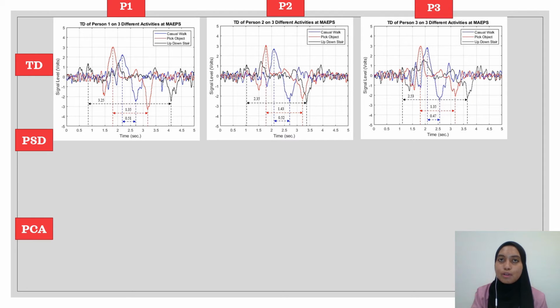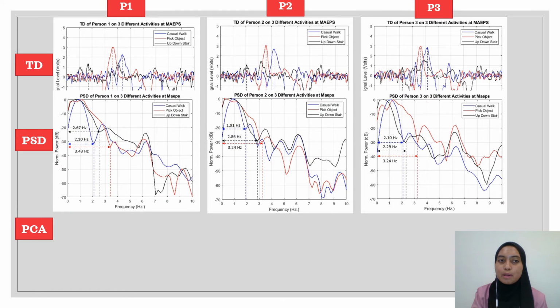This is because for casual walk, the target has to walk casually between the transmitter and the receiver. But for PO and UDS, the target needs to bend their body and step up and down the stair. Besides, the time taken for CW for person 1 and person 2 are quite similar due to their bigger body build compared to person 3.